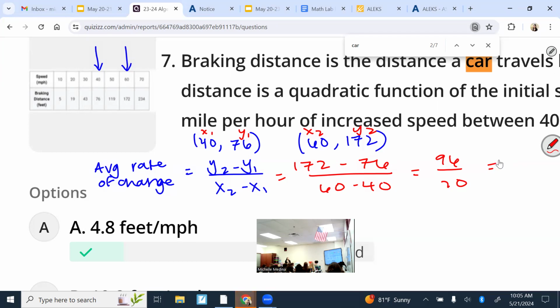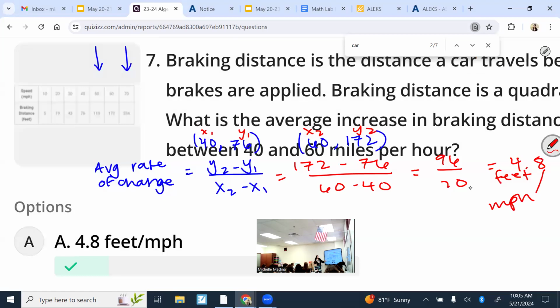So it is changing on average 4.8 feet for every mile per hour, or however they're doing it. Okay, so like feet per every. Does that make sense? Any questions?